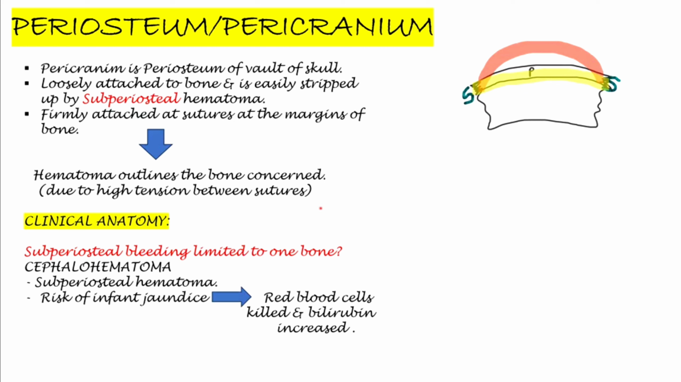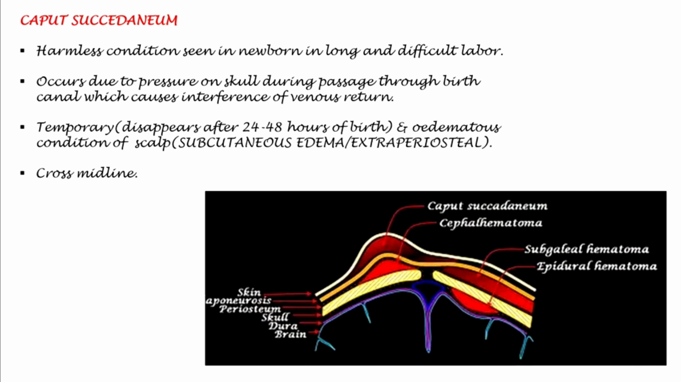Let's see the clinical anatomy. Subperiosteal bleeding is limited to one bone. I have already explained this to you. Cephalohematoma. What is cephalohematoma? It is a subperiosteal hematoma. It has a risk of infant jaundice because RBCs are getting killed and bilirubin is getting increased. Let's see the next one.